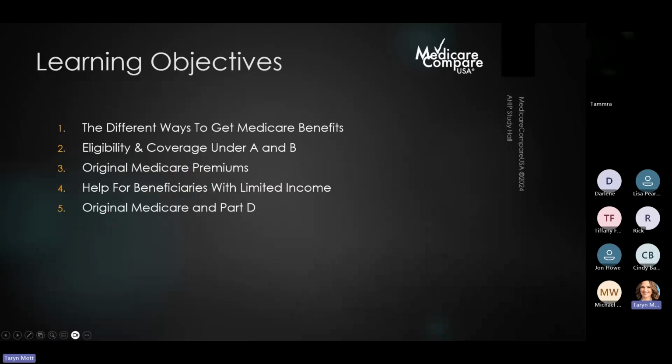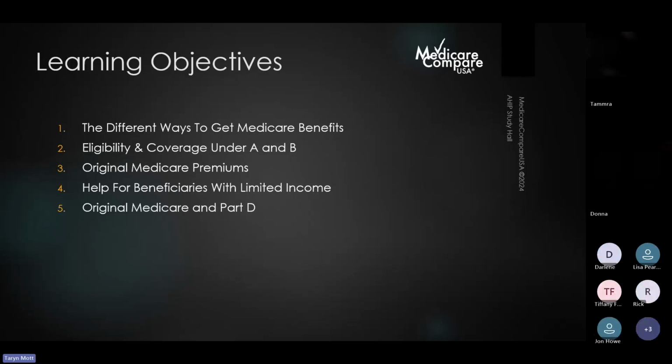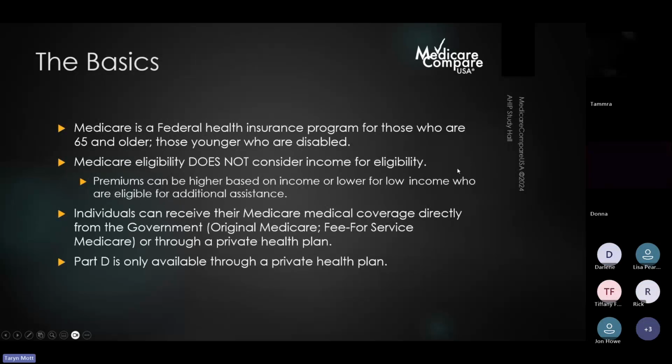So as I said a minute ago, the learning objectives for Module 1 are the different ways to get Medicare benefits, eligibility and coverage under Parts A and B, original Medicare premiums, help for beneficiaries with limited income, and original Medicare in Part D.